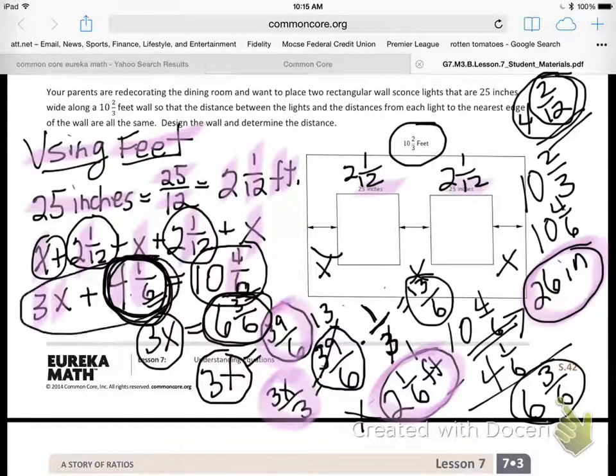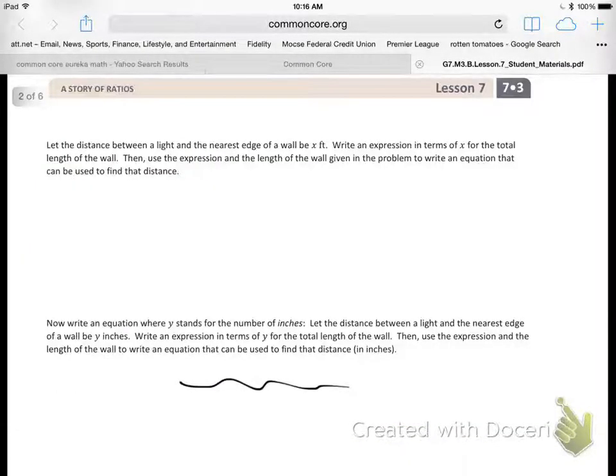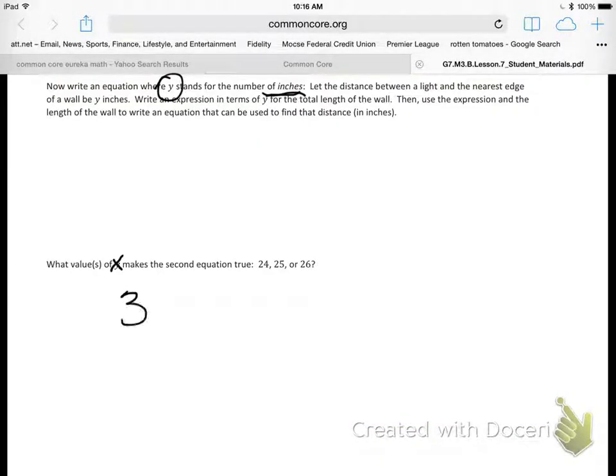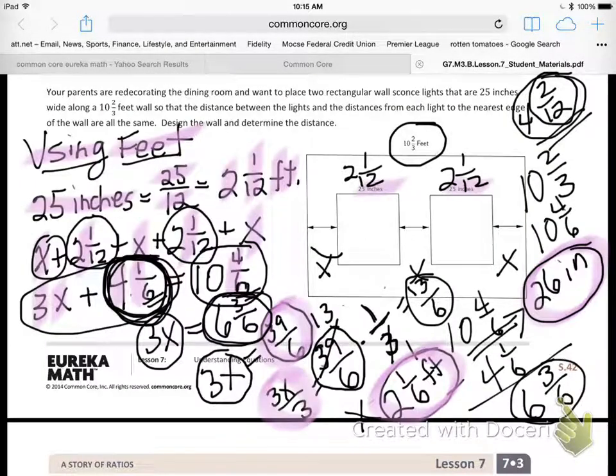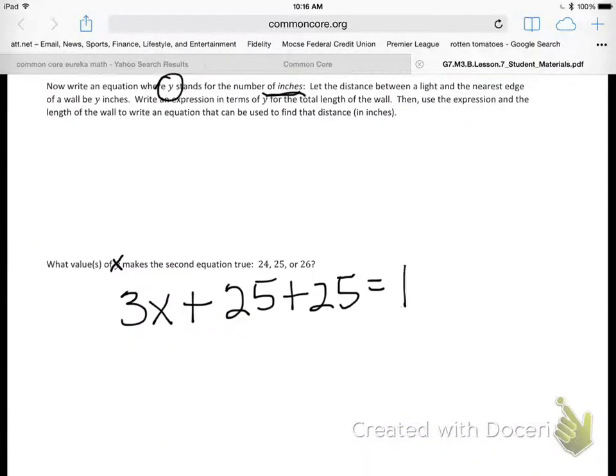So we had 3x plus 4 and 1/6. Actually, let's use the inches one. So what do we have? We had 3x plus, how many inches was it? It was 25. So it was 25 plus 25, equals, what did it come up with feet-wise? We came up with 128. Okay, so we had that.